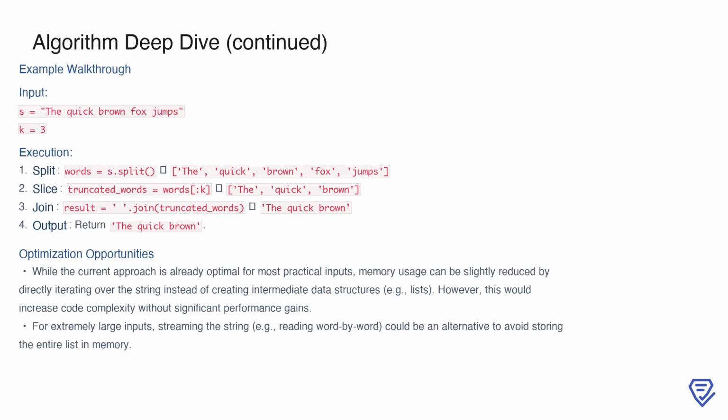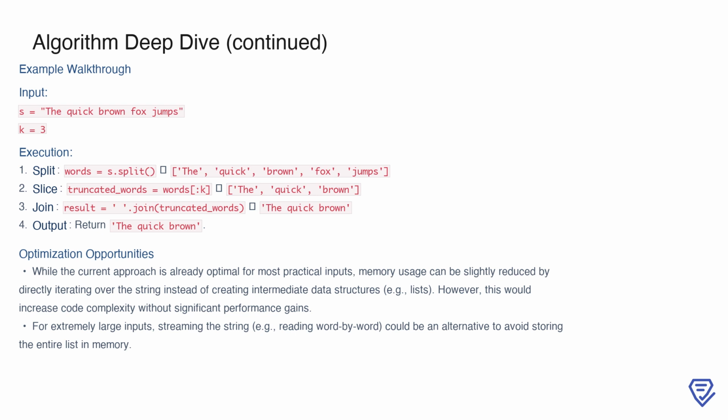Let's walk through a concrete example to solidify our understanding. Suppose the input is s equals "the quick brown fox jumps" and k equals 3. First, we split the sentence into a list of words. words = s.split() results in [the, quick, brown, fox, jumps]. Next, we extract the first k words using slicing. truncated_words = words[:k], which gives [the, quick, brown]. Then, we join these words back into a single string using " ".join(truncated_words), resulting in "the quick brown". Finally, this string is returned as the output.